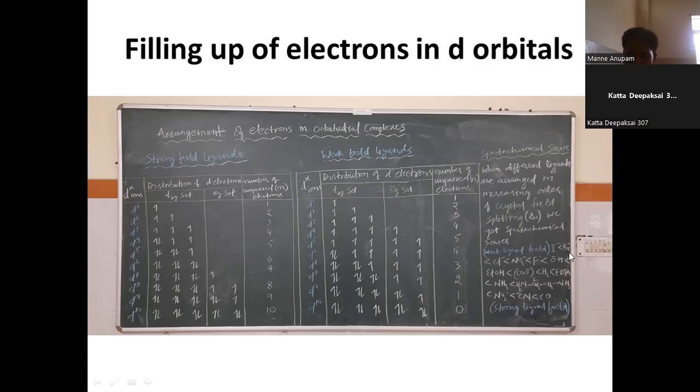So here we can see, in increasing order of ligand field, here it is weak field, here it is strong field. When it is strong field, the electron distribution is like this. When it is weak field, the electron distribution is like this.